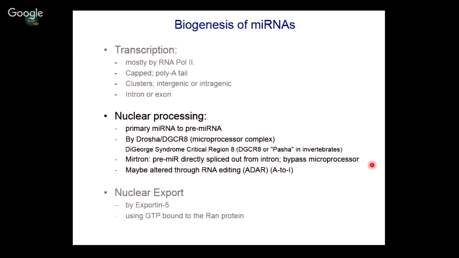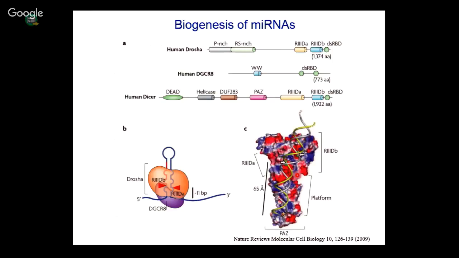Or for those after the nuclear processing or before the nuclear processing, it could be edited by the RNA editing mechanism, through A to I RNA editing. So here are the structures of those enzymes involved in microRNA biogenesis. The first is human Drosha.